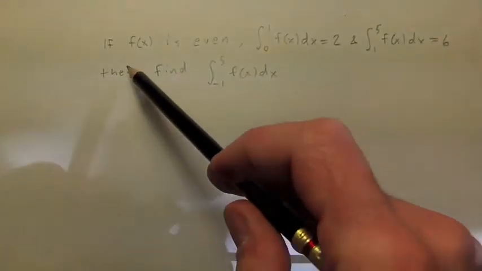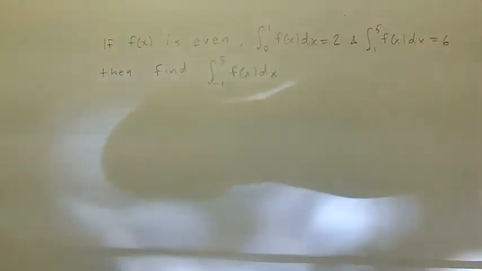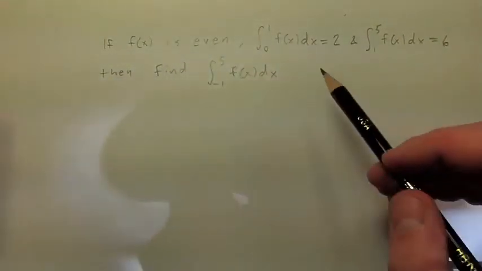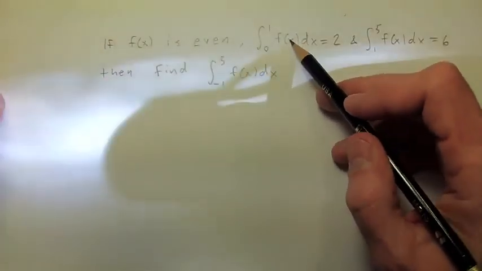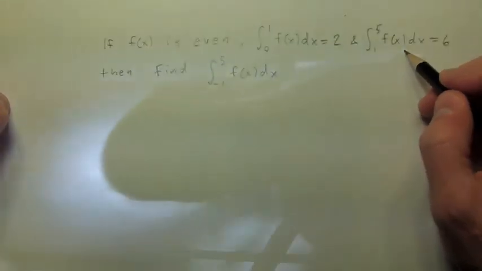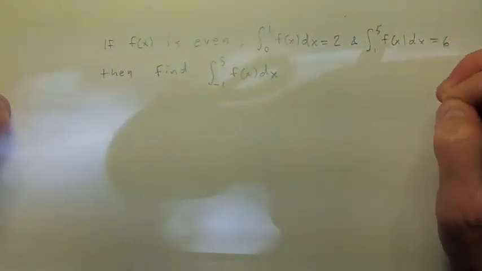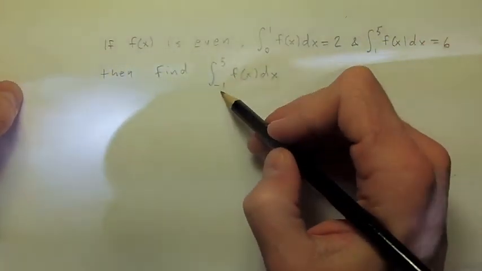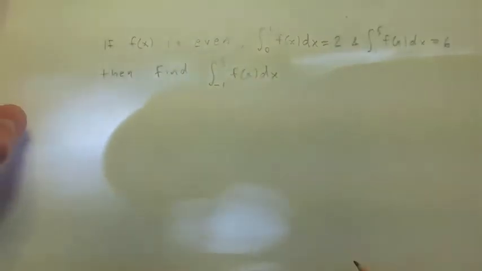All right, let's look at another example. Let's say here f of x is even this time, so it's a little different. And I know the integral from 0 to 1 of f of x dx is 2, and the integral from 1 to 5 of f of x dx is 6. All right, so I want to find the integral from negative 1 to 5.